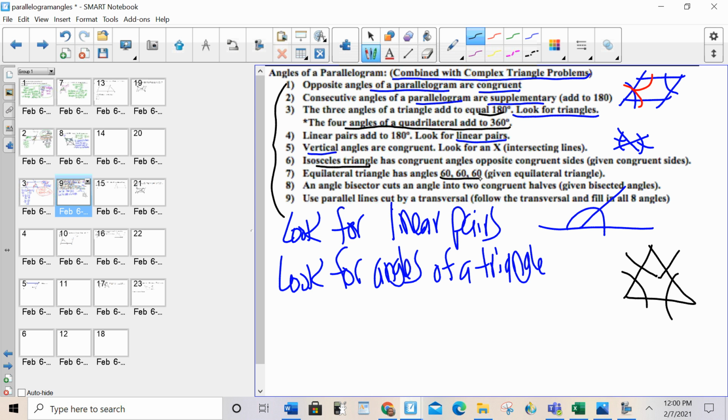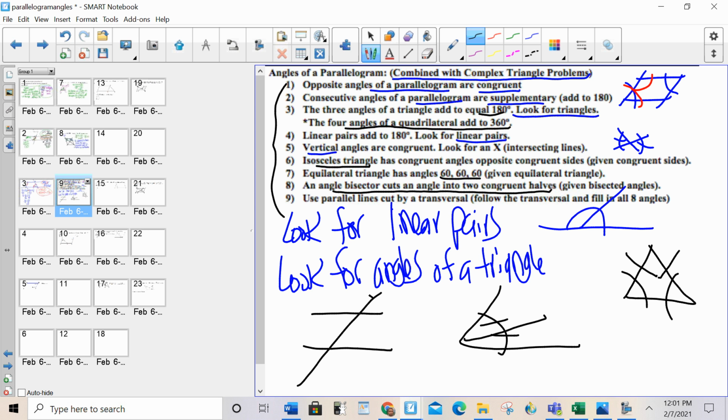An angle bisector cuts an angle into 2 congruent halves. We kind of used that earlier. If an angle is being bisected, then it's cut into two congruent halves. And then parallel lines cut by a transversal, all the acute angles are the same, all the obtuse angles are the same, so that may come up as well.